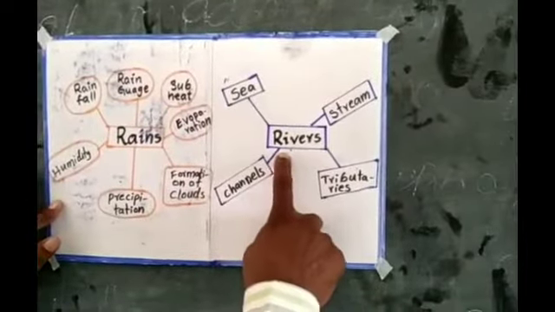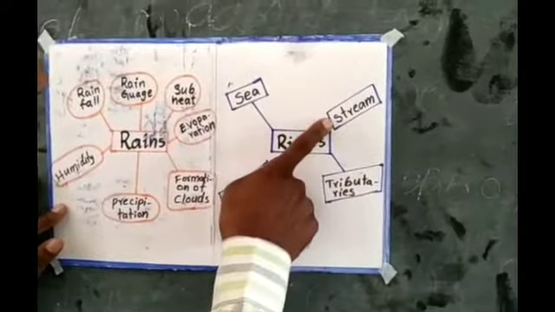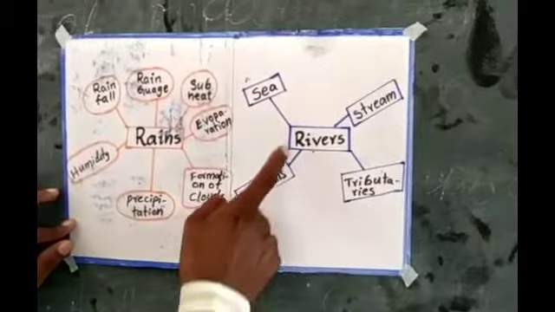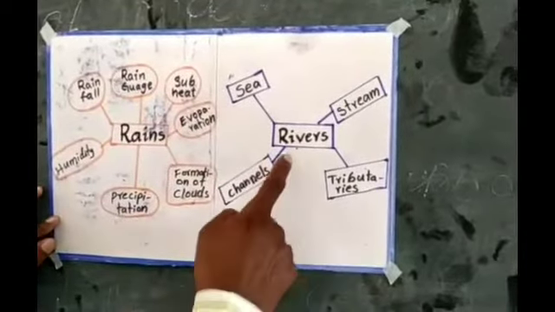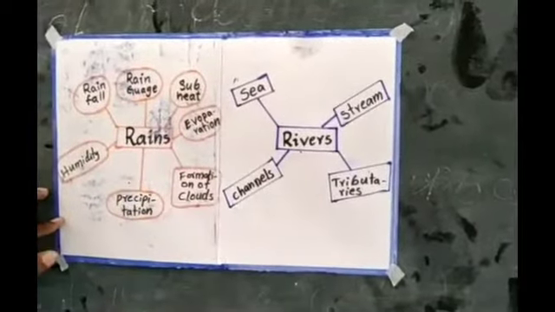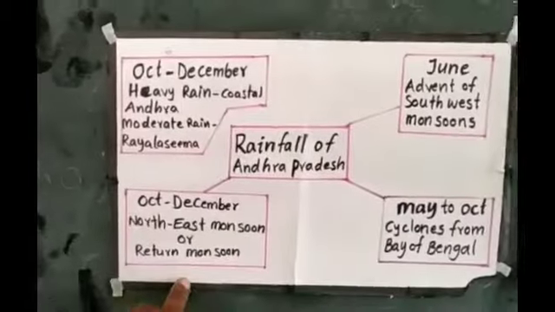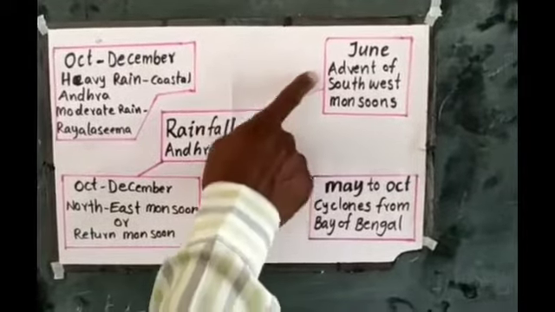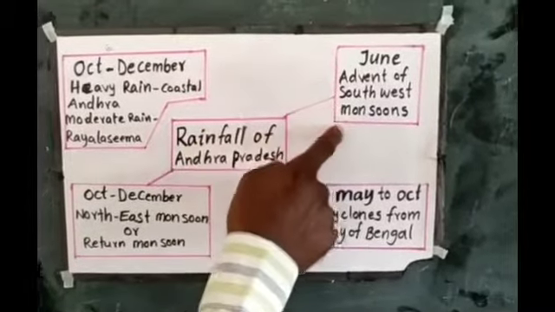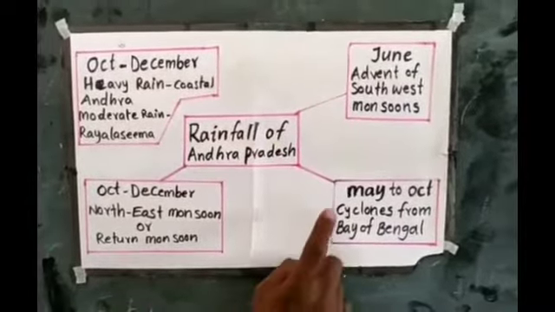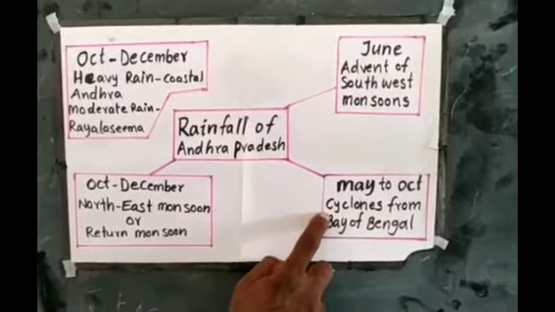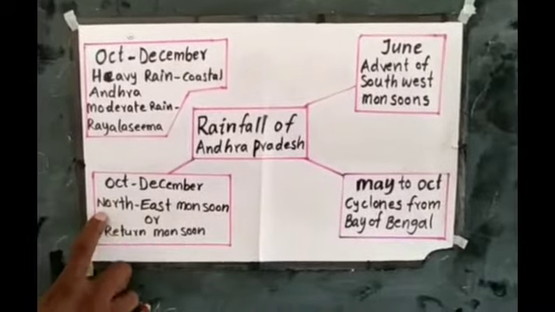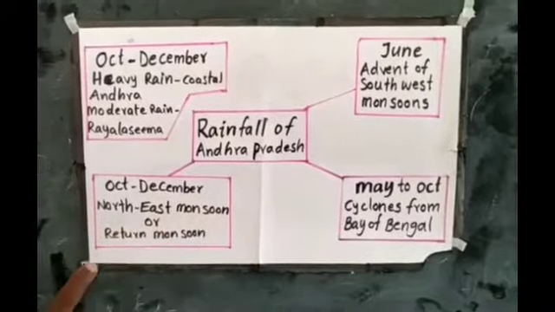Rivers. They are formed as streams and tributaries, and canals and seas. Finally, the river mixes with the sea. It is the Bay of Bengal. Coming to the second picture, rainfall of Andhra Pradesh. In our Andhra Pradesh, from June there is the advantage of the southwest monsoons, and from May to October, cyclones from the Bay of Bengal, and October to December, the northeast monsoon or return monsoon.